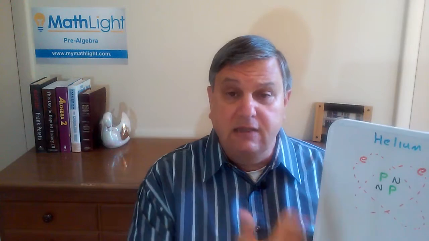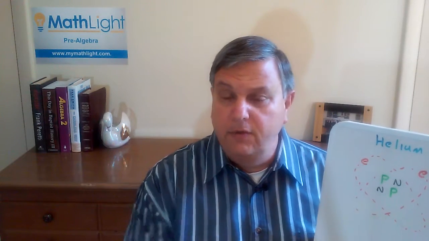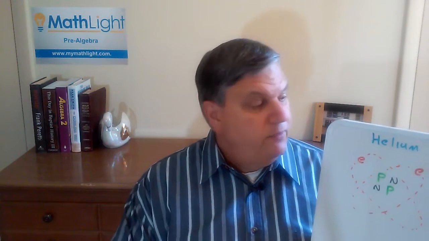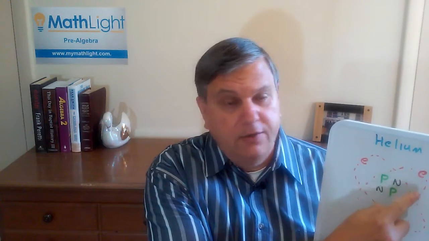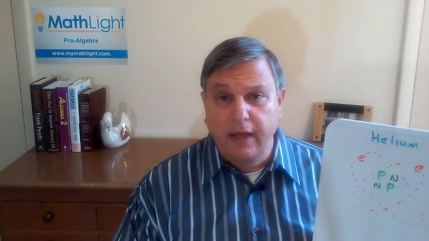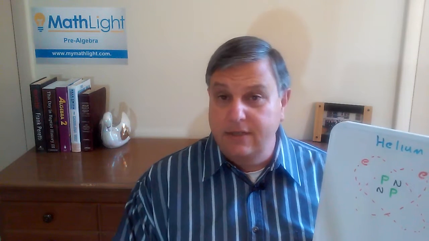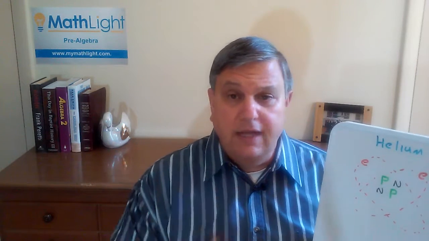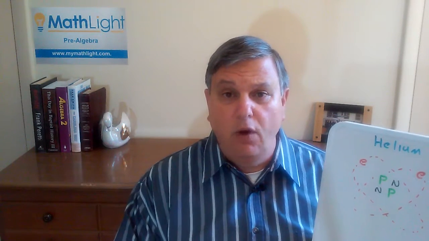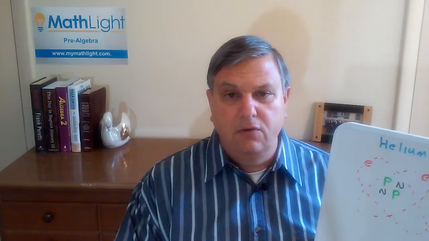Now, atoms have electrons that orbit the nucleus. This isotope of helium has 2 electrons, an electron here to the right and an electron here to the left. The charge of each electron is -1. So because we have 2 electrons and each charge is -1, we have a total of -2.